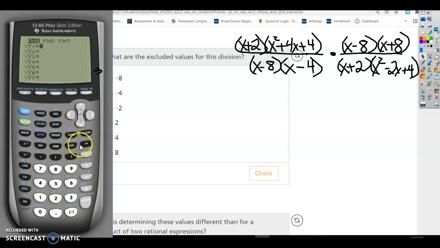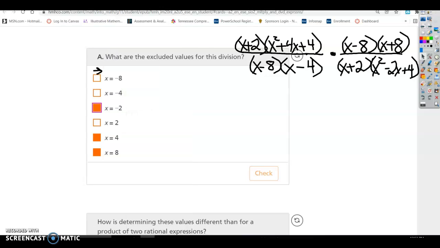So hit clear, and I'm going to do x squared minus 2x plus 4. I'm going to hit graph. We're looking for where it crosses the x. It does not cross the x. So there are no excluded values that come from that last expression there. Okay, so this would only produce imaginary solutions here. All right, so this should be it.